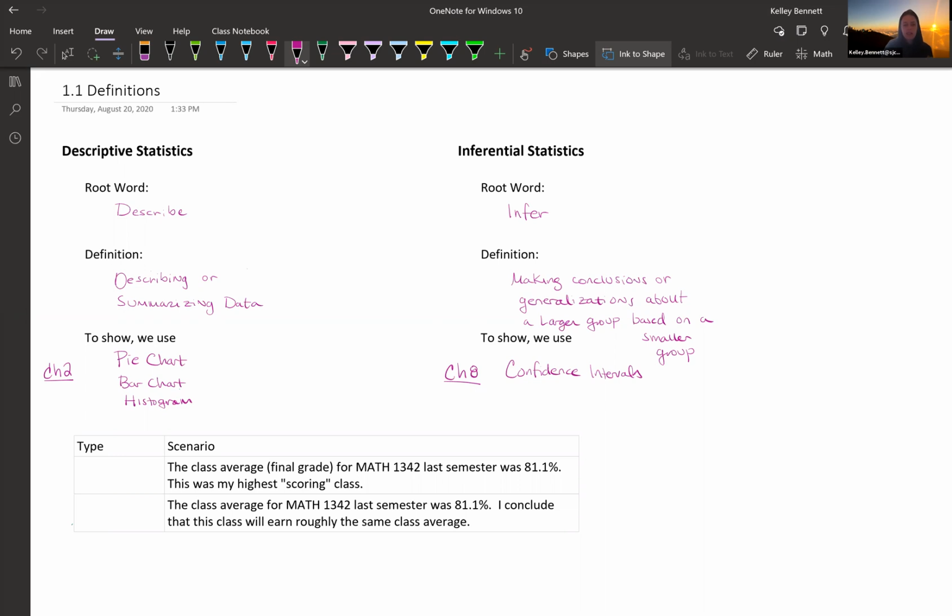So let's look at two scenarios here. In the first scenario, the class average for Math 1342 last semester was 81.1%. So the average was a B, a low B. And this was my highest scoring class. Here I'm not making any assumptions or generalizations or conclusions about a larger group that I haven't measured. I'm just looking at the data and comparing it to each other. So this is simply descriptive.